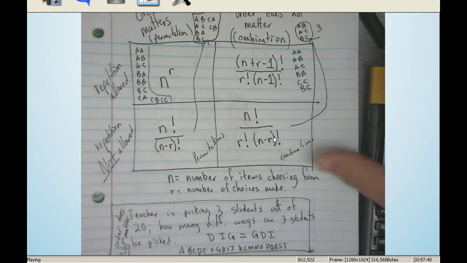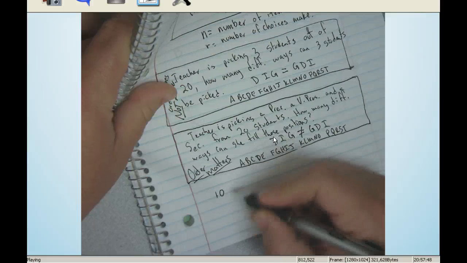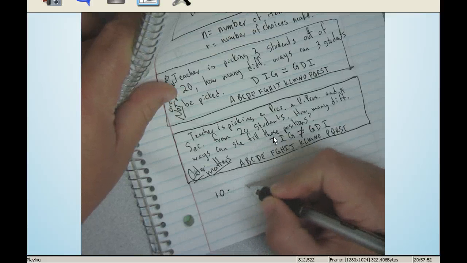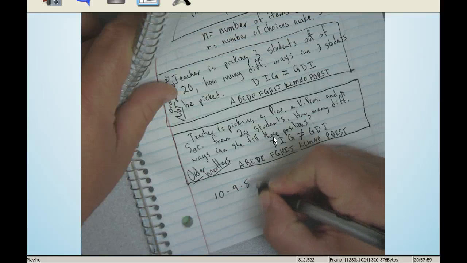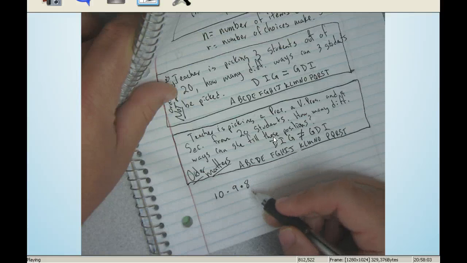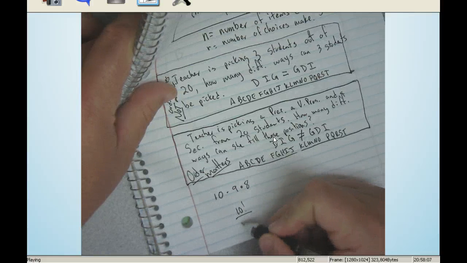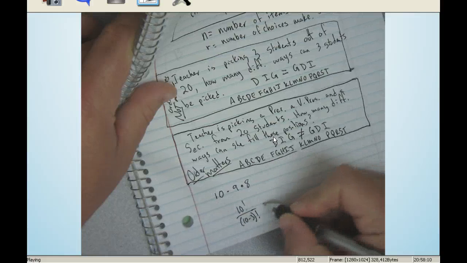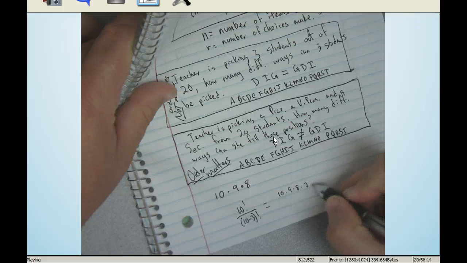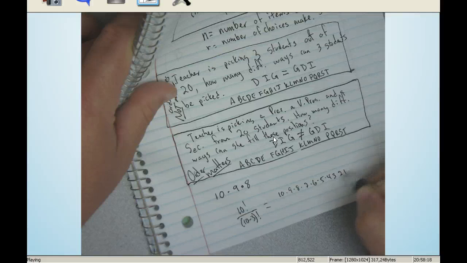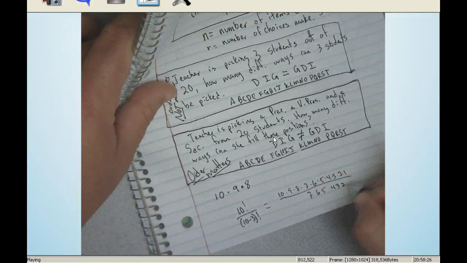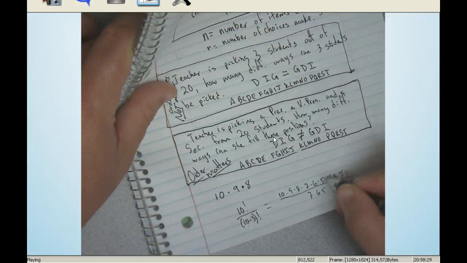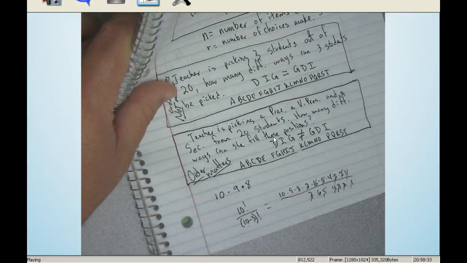Really, if you think about this problem, for the first number we have 10 different choices, times, now that we've used that number and can't repeat it, 9 different choices. Then once we pick the second, there are only 8 digits left for the third. If we put 10 factorial over 10 minus 3 factorial, we end up with 10, 9, 8, 7, 6, 5, 4, 3, 2, 1 over 7 factorial, which is 7, 6, 5, 4, 3, 2, 1. These cancel, and we end up with 10 times 9 times 8.